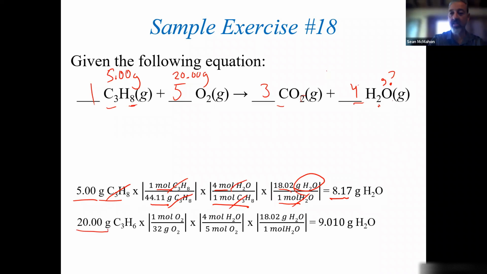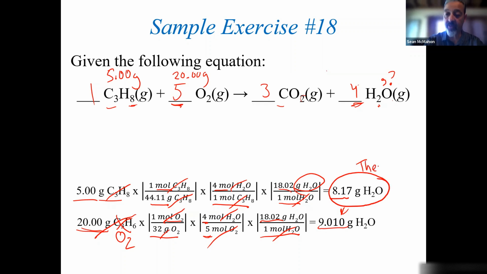Then I go to the oxygen. I have 20 grams. Oops, there's a typo right here. That should be O2. My bad, I'm sorry. I have 20 grams of oxygen. There's 32 grams of oxygen per 1 mole. There's, according to the balanced equation, 5 moles of oxygen per 4 moles of water. So moles of oxygen cancel. And then in 1 mole of water, there's 18.02 grams. So I'm left with 9.010. I add the trailing 0 because there's 4 sig figs here and I need 4 here, which is a smaller quantity.